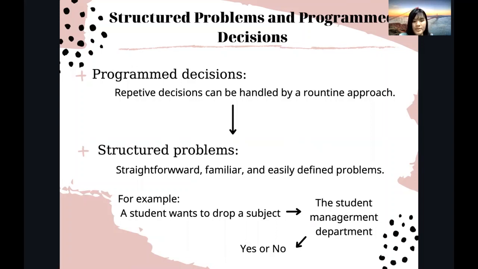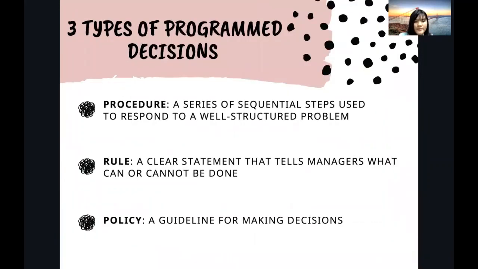For example, a student wants to drop a subject. The student management department responds to the request based on the deadline. There are three types of programmed decisions. The first is procedures, which is a series of sequential steps used to respond to a well-structured problem, which means when the problem is clear, the managers know how to make the decisions based on the procedures.